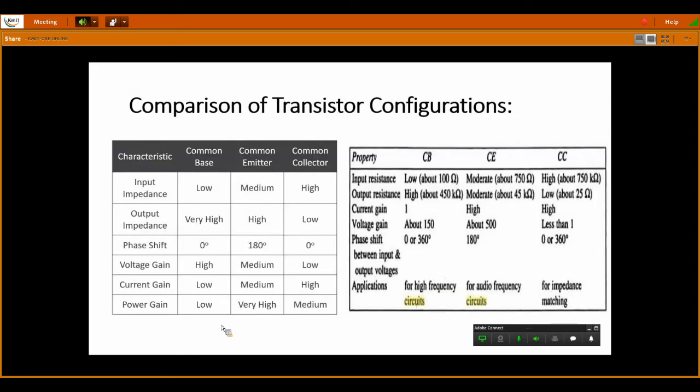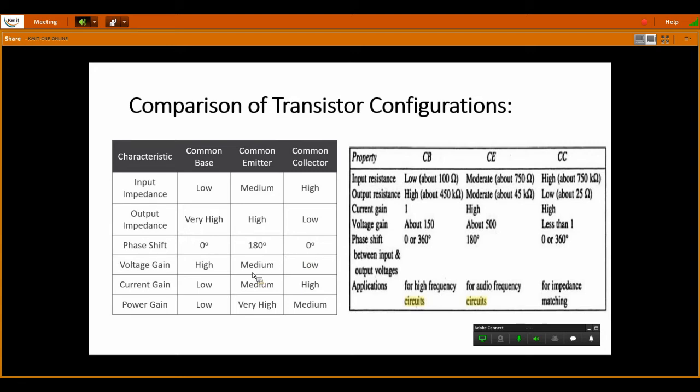So these are the comparisons between all the three configurations: common base, common emitter, common collector. Input impedance of common base is low, common emitter medium, common collector high. Output impedance of common base is high, and common collector is very low. So next, the phase shift between your input and output.